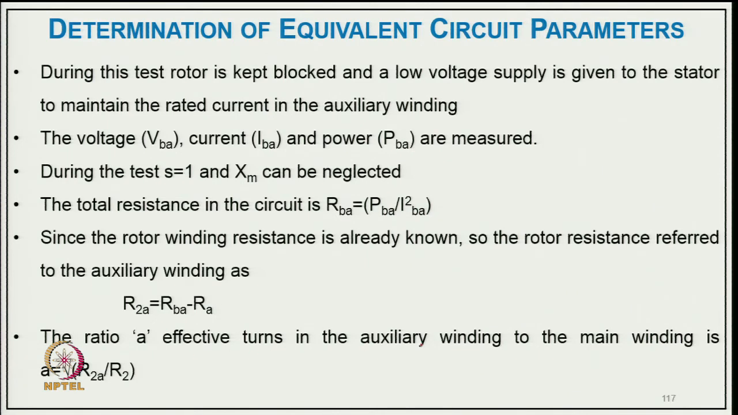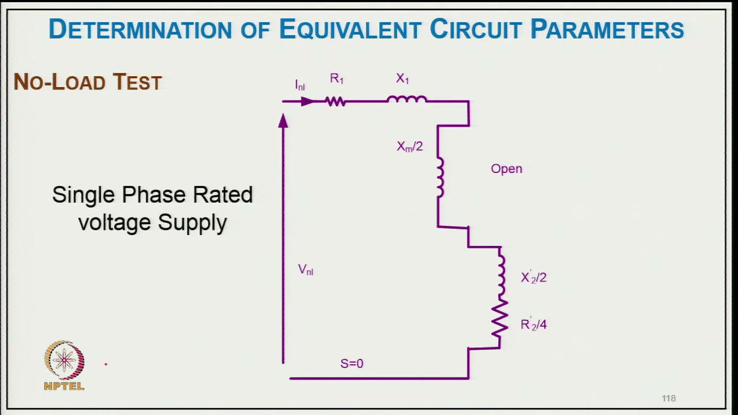The turns ratio of the auxiliary winding to the main winding is A equal to the square root of R2A upon R2. R2 is from the block rotor test on the main winding, and R2A is from the block rotor test of the auxiliary winding.